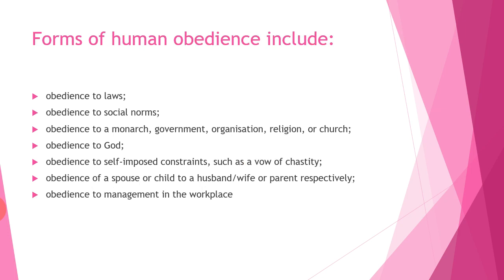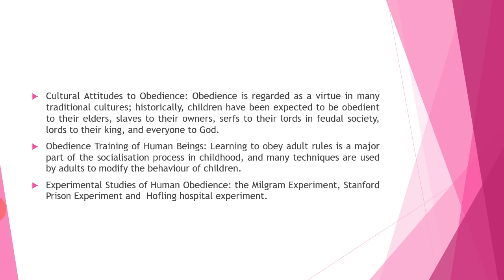Some forms of human obedience: obedience to laws, obedience to social norms, obedience to a monarch, government, organization, religion or church, obedience to God, obedience to self-imposed constraints, obedience to a spouse or child, to a husband or wife or parent respectively, obedience to management in the workplace.